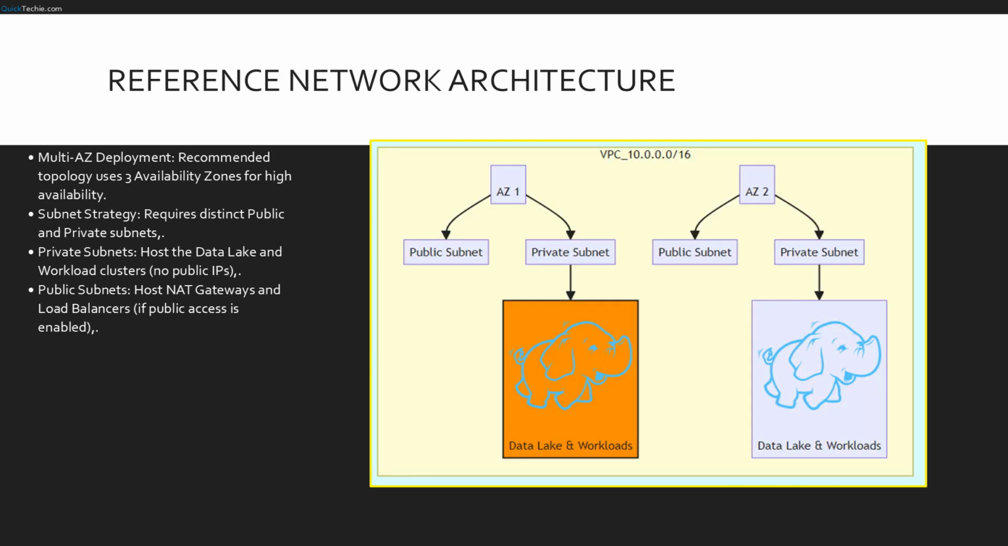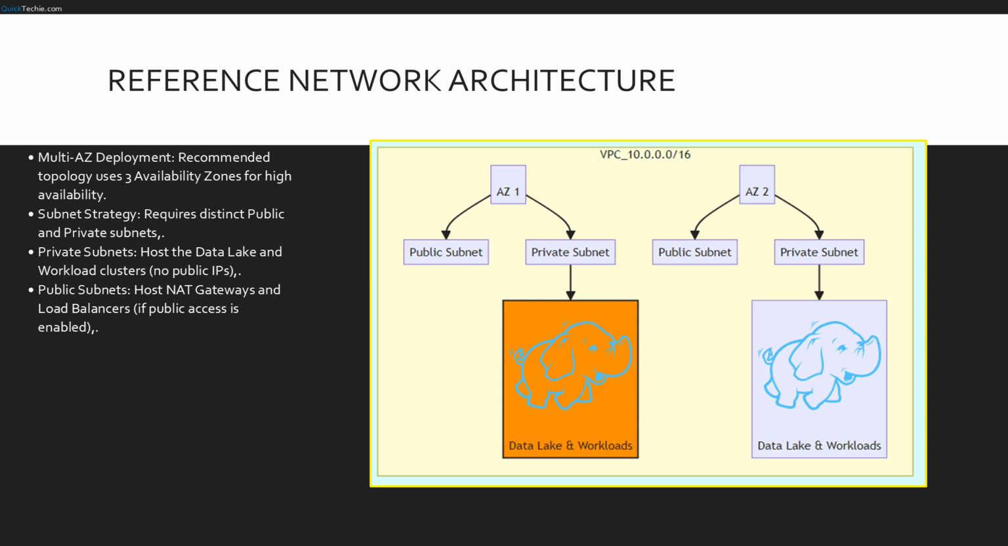Inside the VPC, network topology is key. The reference architecture recommends a multi-AZ deployment, typically spreading across three availability zones for resilience. You should configure pairs of subnets, public subnets and private subnets. The heavy lifting, your data lake and data hub clusters, resides in the private subnets. These nodes have no public IP addresses, ensuring they are not directly reachable from the internet. The public subnets are used strictly for utility infrastructure like NAT gateways, for outbound traffic, and load balancers.